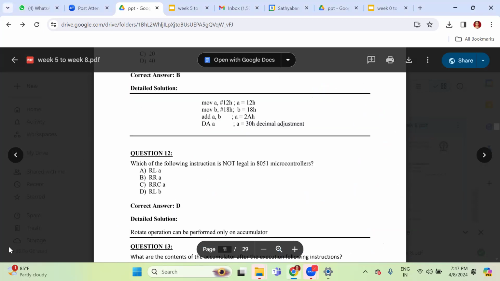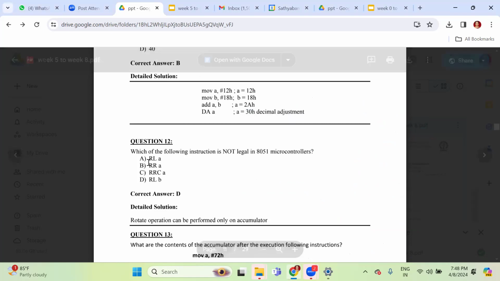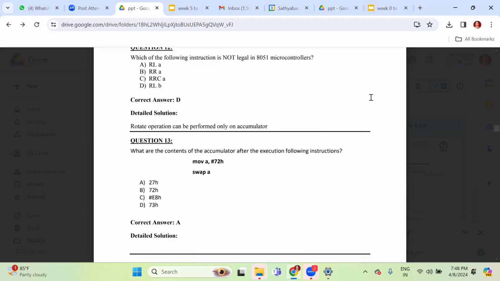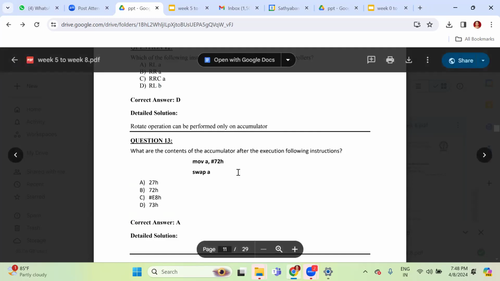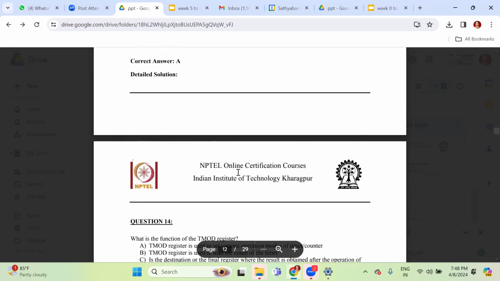Then, which of the following is not legal in 8051? I can do all the rotation with the help of the accumulator only. So RLB, that is not possible. Okay, that is, D is wrong. SWAP is very simple: 72 will become 27. My lower order nibble will be stored, 72 becomes 27, 87 becomes 78, like that. Okay, 72 will become 27.